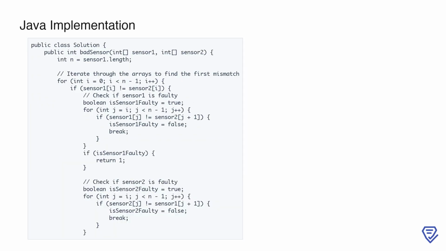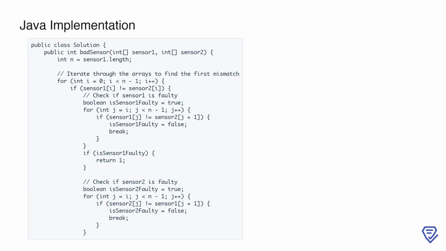Here, we begin by defining our solution within a class named Solution. The method badSensor takes two integer arrays, sensor1 and sensor2, which represent the data readings from two sensors. The first step is to determine the length of these arrays, stored in the variable n. Next, we iterate through both arrays simultaneously using a for loop that stops before the last element. The goal here is to locate the first mismatch between the two sensors' data.